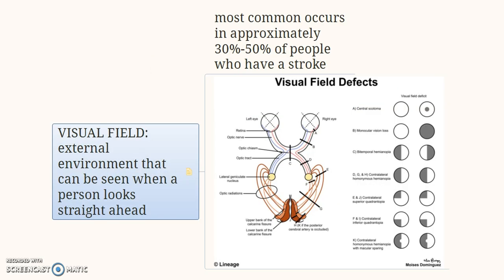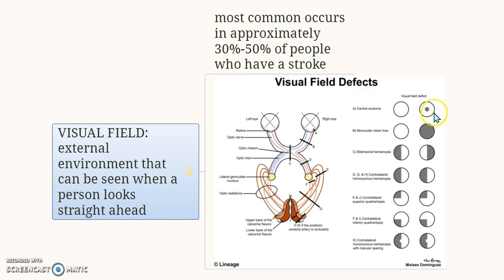And here are the visual field impairments. Visual field is the external environment that can be seen when a person looks straight ahead. The most common are a result of stroke, which is 30 to 50% of people. So these are visual field defect examples and what a person can see.